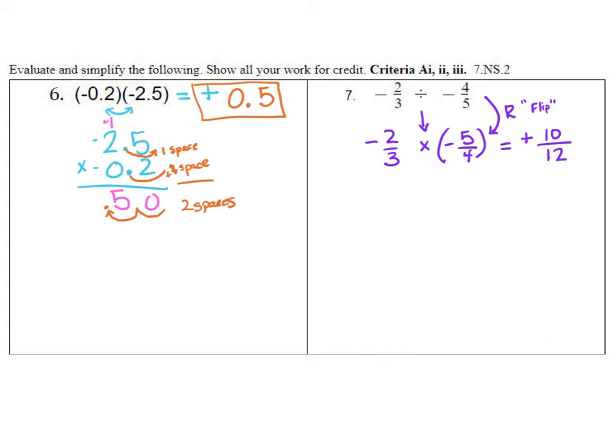I can now simplify by dividing by 2. So I'm going to divide by 2 on the top and divide by 2 on the bottom. 10 divided by 2 is 5, and 12 divided by 2 is 6. So I get 5/6 as my final answer.